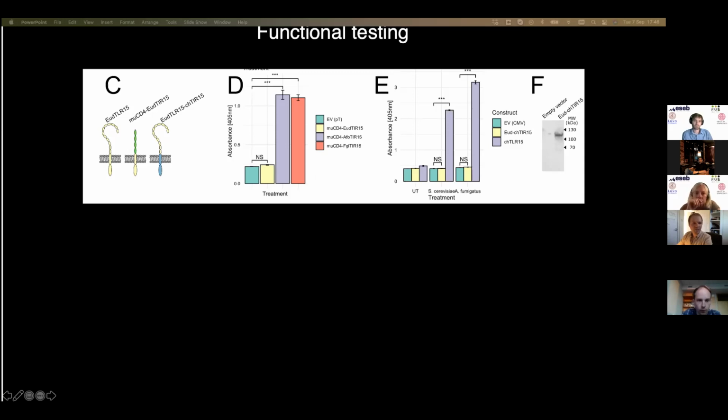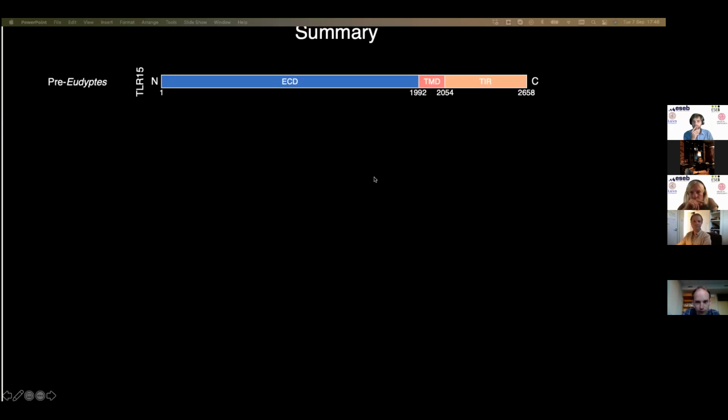The second chimera I made was a fusion of the Eudyptes extracellular domain onto the chicken TIR domain, because we know that the chicken TIR domain functions well. Again, though, the chimera didn't signal, which implies there's a further lesion somewhere in the extracellular domain of the Eudyptes TLR15 that prevents it from functioning. And altogether, these results suggest that there's at least 2 function-affecting mutations in the modern intact Eudyptes TLR15.